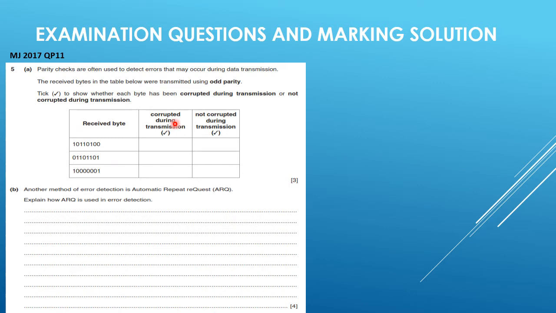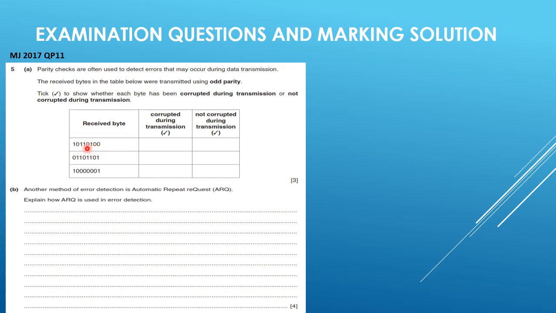So here we have a table. In the table we are given the three bytes that are received. Now we need to see whether they are corrupted or not corrupted. For the first byte, you can consider the parity bit at the extreme left bit or the extreme right bit, because nothing is specified here. The odd parity has been applied here, so for example, I am considering the extreme right bit as a parity bit.